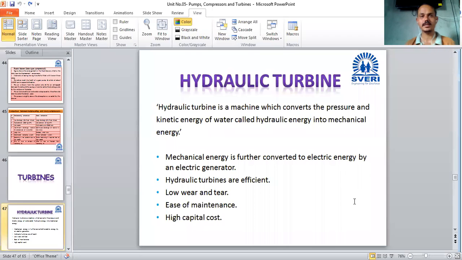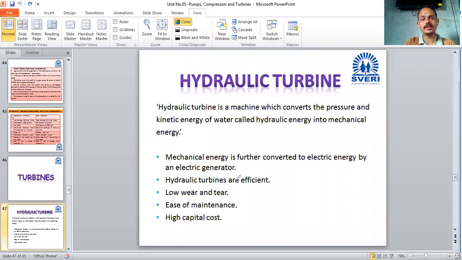A hydraulic turbine is a machine which converts the pressure and kinetic energy of water, called hydraulic energy. Water contains two types of energy: pressure energy and kinetic energy. Whenever water is stationary, it has potential or pressure energy, and when it starts to flow, it has kinetic energy also. So the turbines are the device which converts hydraulic energy into mechanical energy. Then mechanical energy is further converted into electrical energy by the electric generator.